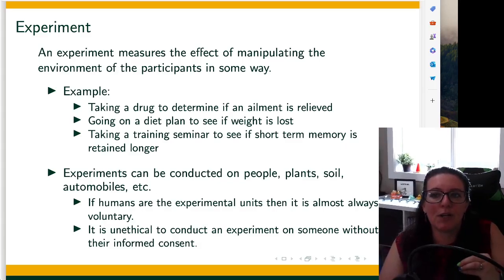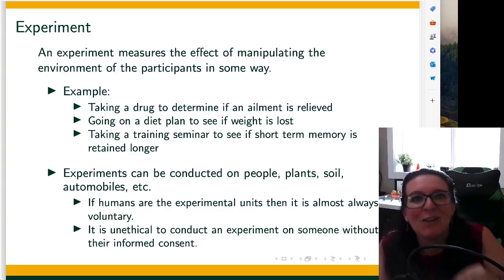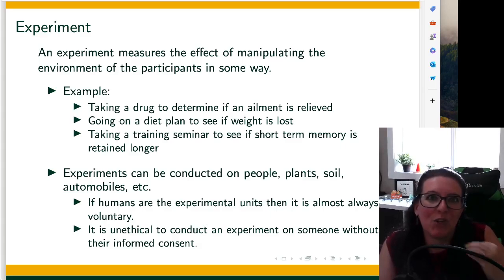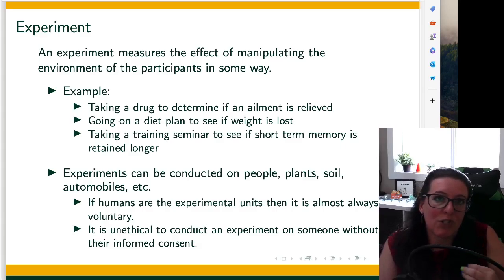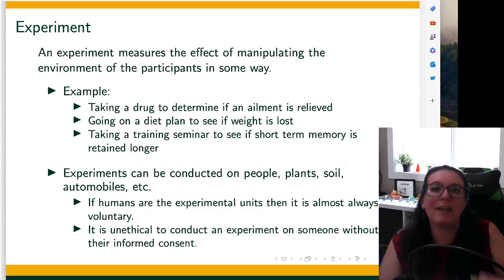If your experimental unit is going to be a human, then of course they need to have voluntary informed consent. So go back to our videos about research ethics in terms of having humans involved in research. If you are going to be treating animals, then there are also research ethics protocols related to dealing with animals, and you need to make sure that those protocols are followed as well. It's unethical to conduct an experiment without someone's informed, freely given consent.